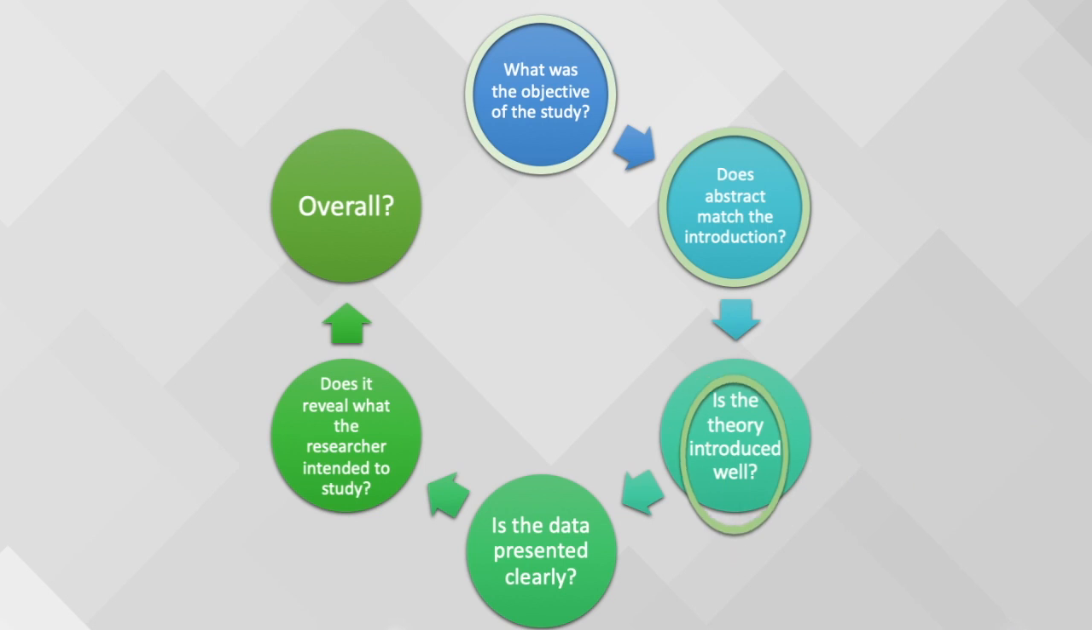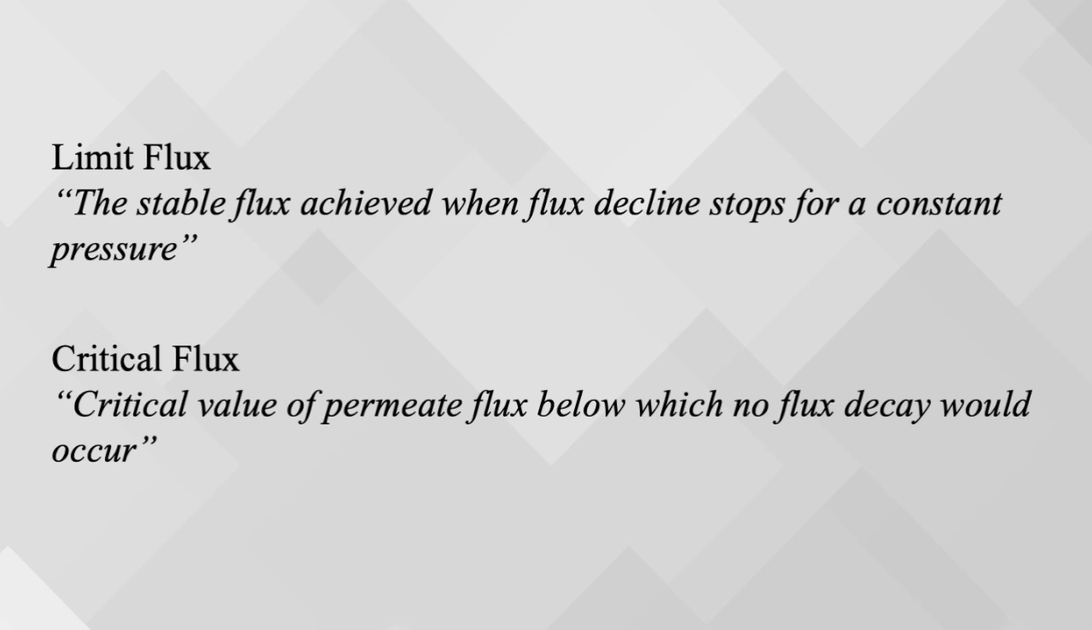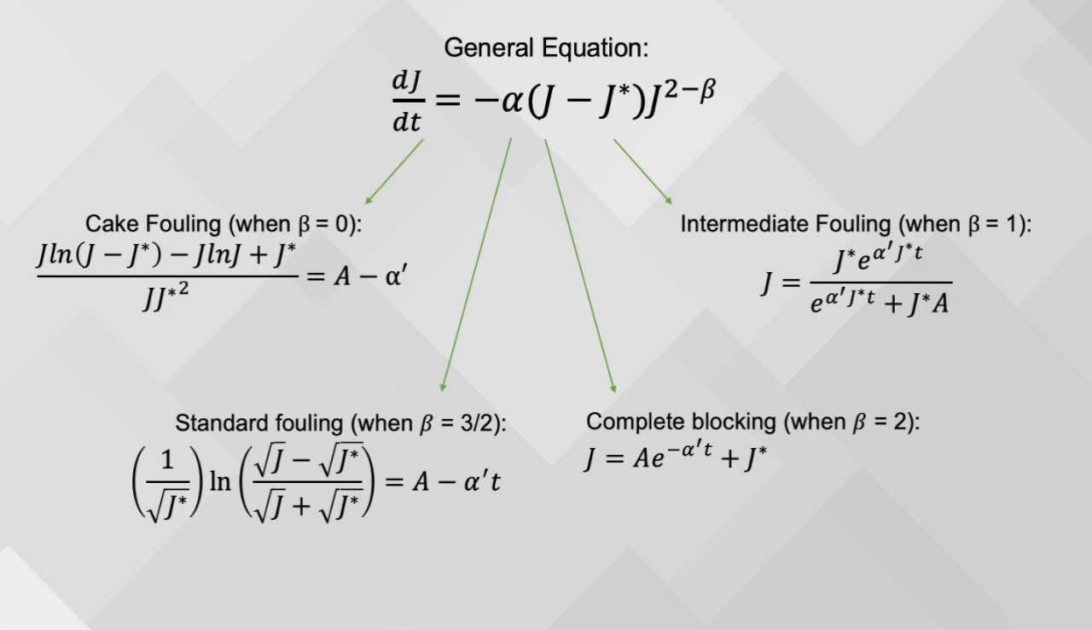Is the theory introduced well? Focusing on the subject of limit and critical flux, I believe the concepts were not clearly defined. It may be due to my lack of knowledge when starting this assignment, but I thought the definitions were confusing and didn't help, and this prompted me to clarify them by reading other papers. However, the equations for limit flux relating to the different mechanisms of fouling were interesting to read, but I was disappointed that it was not further explored in the article, so it felt like it was unnecessary in relation to the rest of what the article covered.